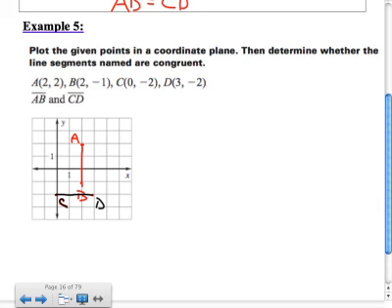Determine if they are congruent. You might be thinking distance formula. However, since they are vertical and horizontal lines respectively, you can just count. To go from A to B, you go 1, 2, 3 units. To go from C to D, you go 1, 2, 3 units. Check. They are congruent. AB is congruent to CD.